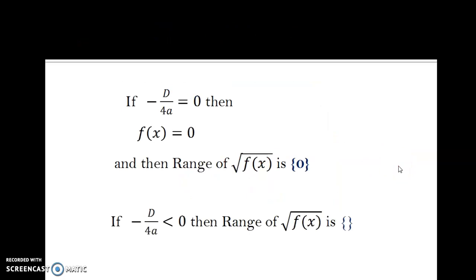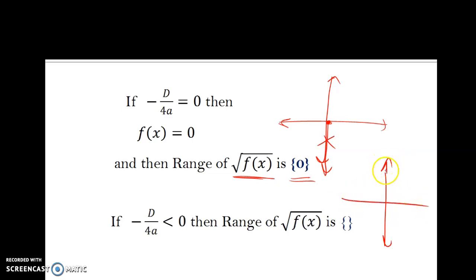In this case, if minus D by 4a is equal to 0, then what happens? This is the y-axis, x-axis. Minus D by 4a is 0, so the point is here, and the range of f(x) is all these points. For the square root function, we discard the negative values. Only the point 0 is left. Taking its square root, we get the range of root f(x) is the set containing 0 only.